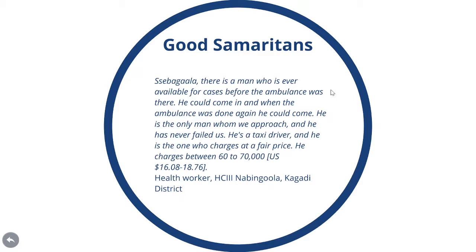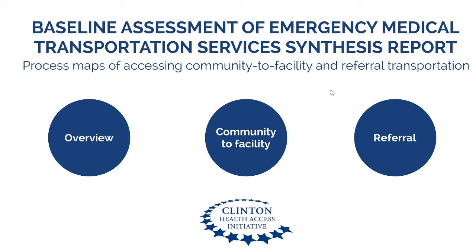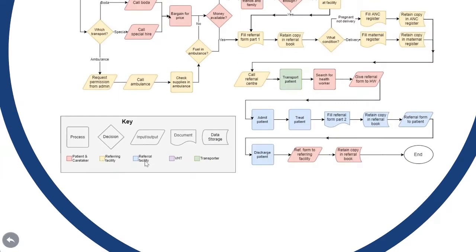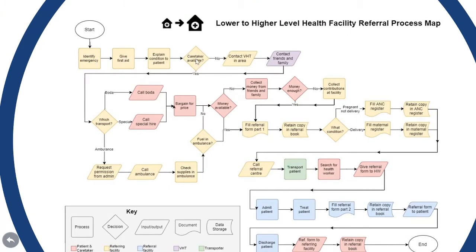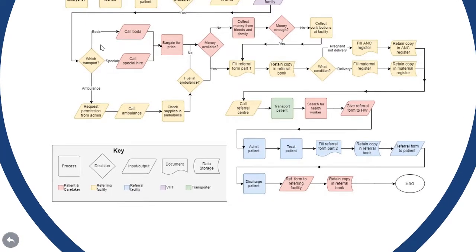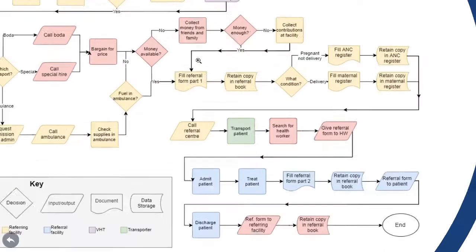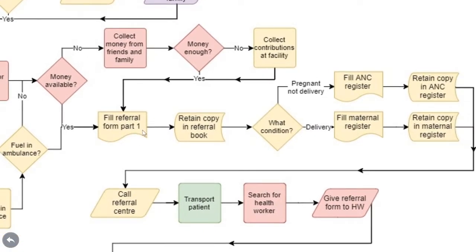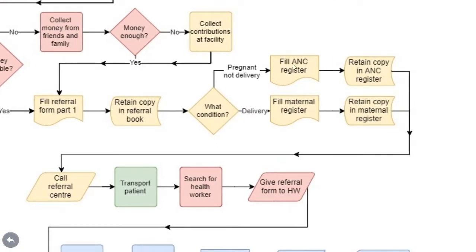And this wasn't all over in all places we met, but there were a few places where somebody would know of a special hire driver or a boda driver who would not overcharge and would help in cases of an emergency. Sometimes it was maybe a public servant, somebody who worked at the district, or just somebody who had a kind heart. And so those people are around and do propose a good opportunity to improve community facility transportation.